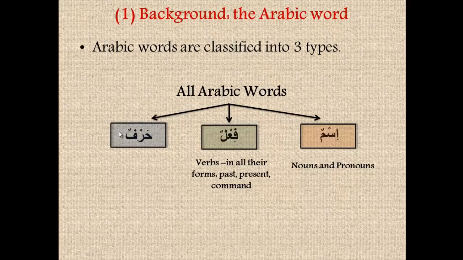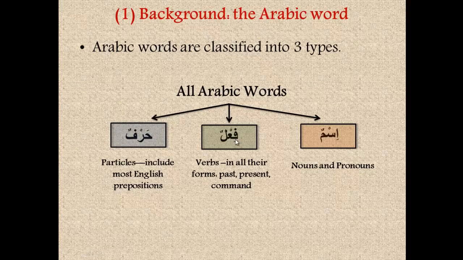And lastly, we have the group harf. Now the best translation is a particle, even though this word is kind of obscure. But just know for now that a harf, this group includes most English prepositions. So things like from, to, with, about, will fall under this category of harf.